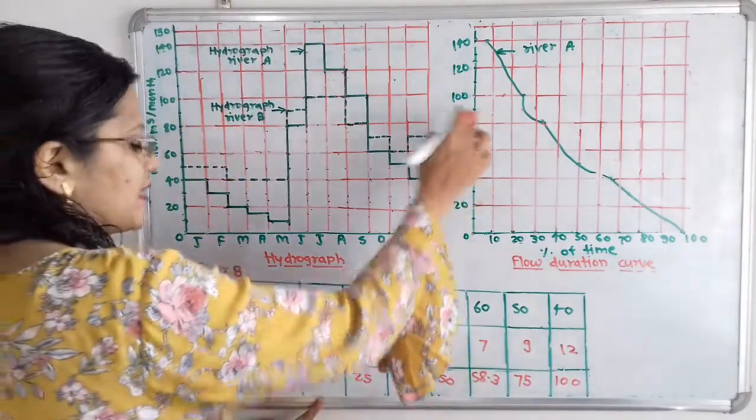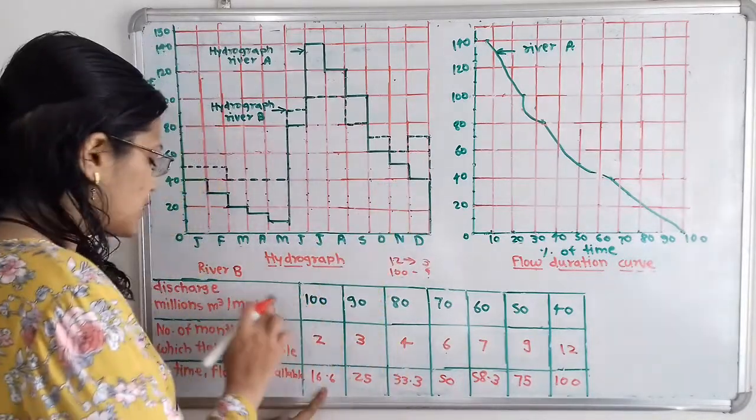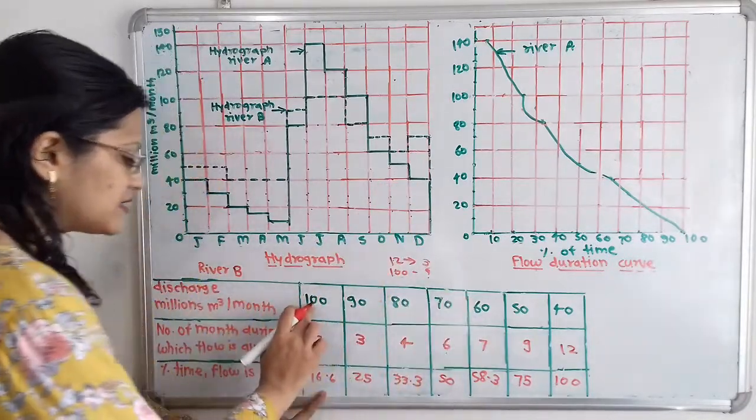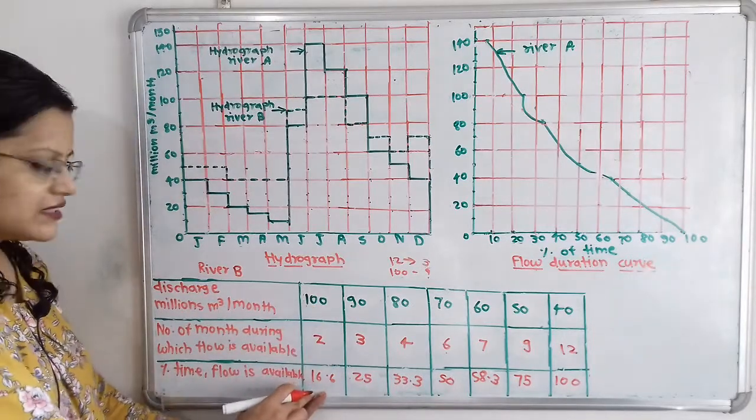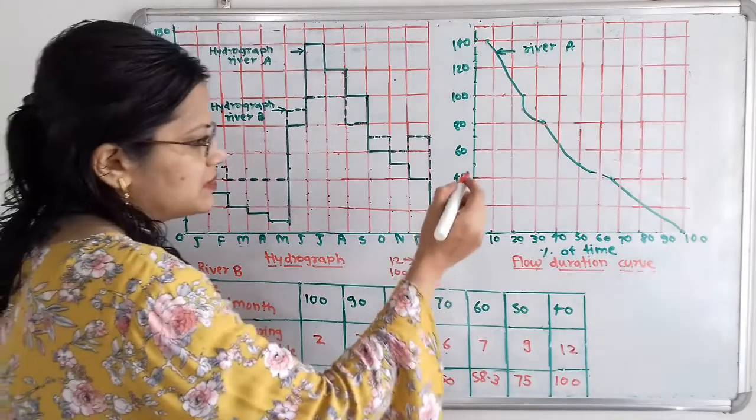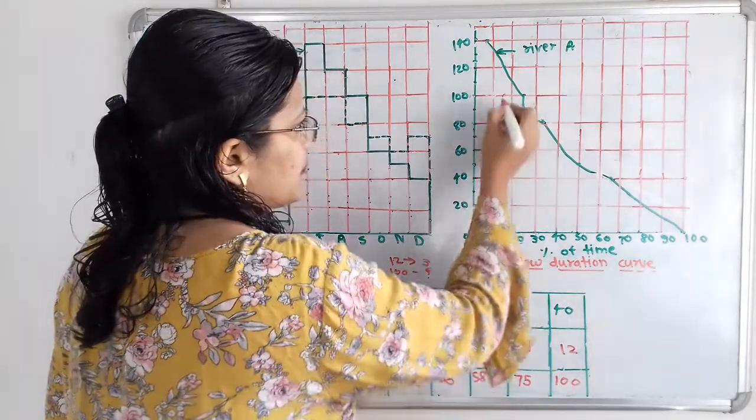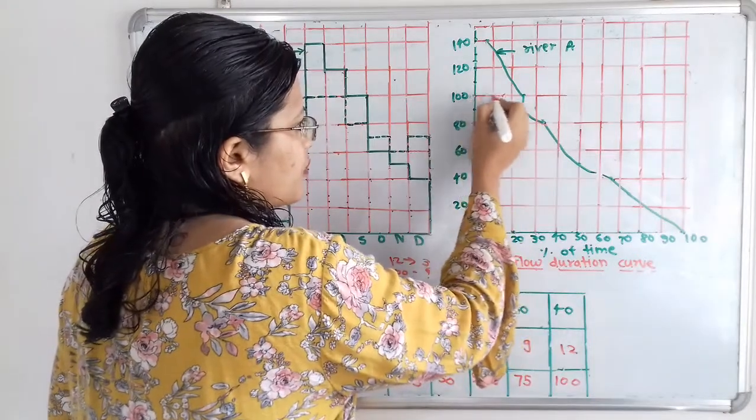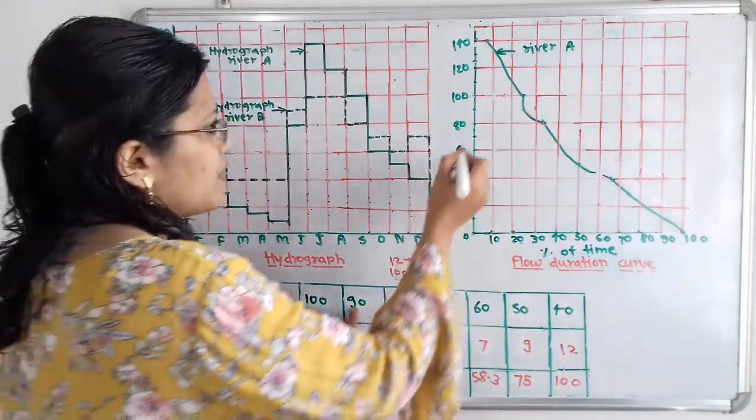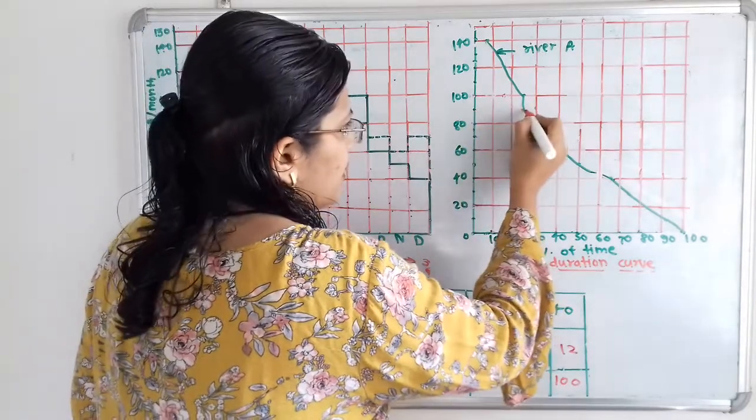Now we will select the points. I will select the points with the help of red marker. Now we have to refer this first row, that is the discharge versus the percentage time. So for 100 discharge it is 16.6. So here it is in between 10 and 20, it is 15. So we have to plot the next point for this 100 discharge. Then for 90 it is 25.